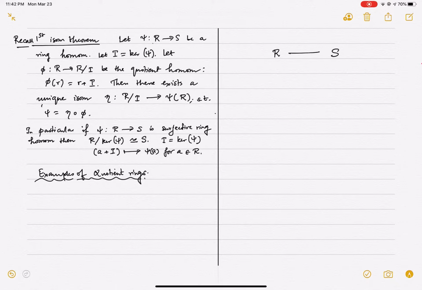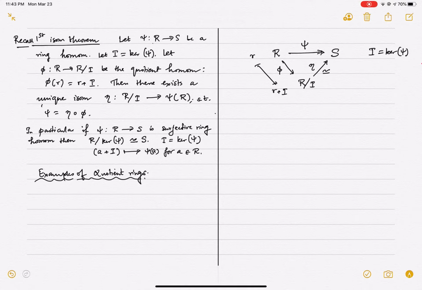So if you have a surjective ring homomorphism, let's say, psi from R to S, let I be the kernel of this homomorphism. Then I is an ideal in R, and you have a quotient homomorphism from R to R mod I, taking an element to its coset. The statement is that the psi induces an isomorphism from R mod I to S.